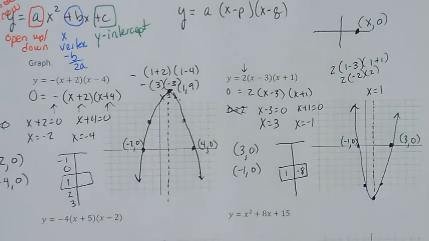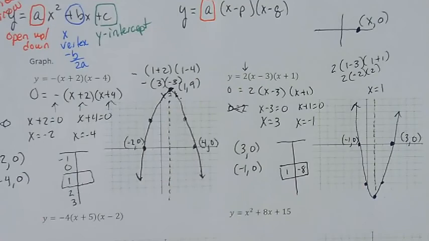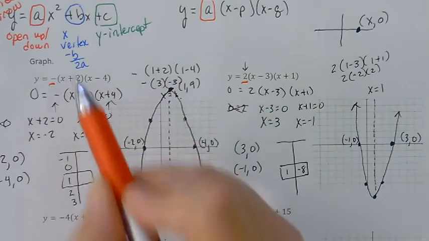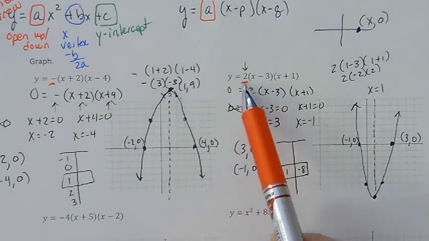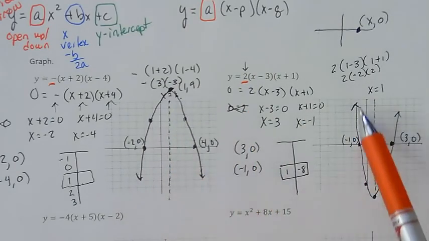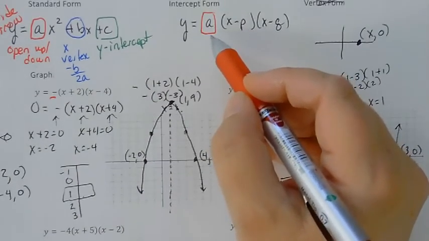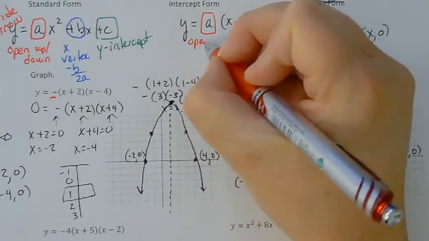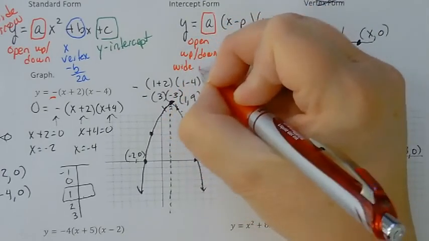So, just looking at these 2 examples, let's see if we can get an idea. What does this a value do? Notice on this problem, the a was 2, and on this problem, the a was a negative. On the one where it was negative, this thing opened downward. On the one where it was positive 2, it opened upward. This one was like the parent function. This one was skinnier than the parent function. So a for intercept form is going to tell us the same thing that a tells us on standard form. It's going to tell us if it opens up or down, and it's going to tell us if it's wide or narrow.